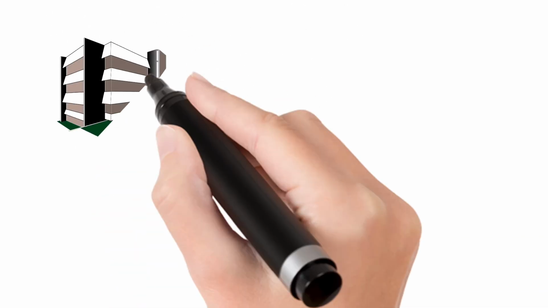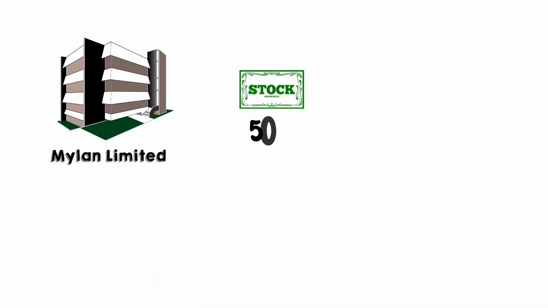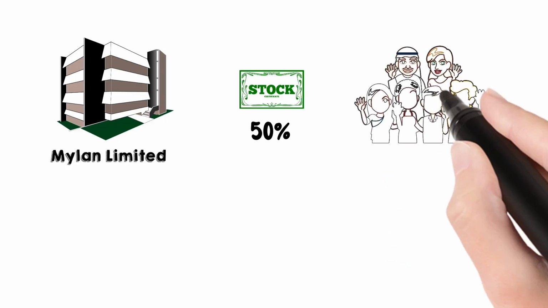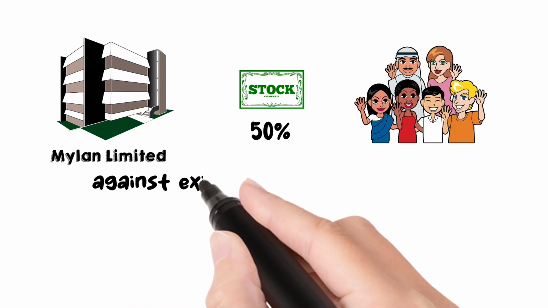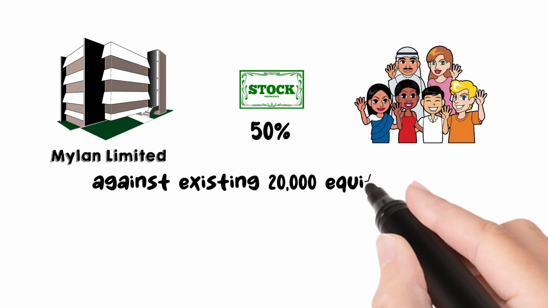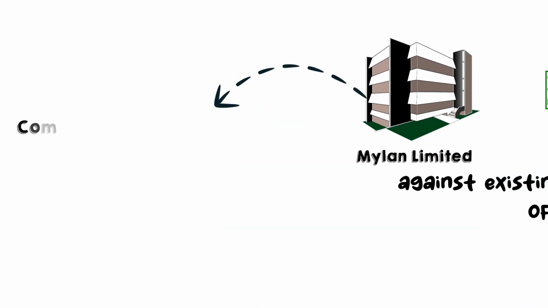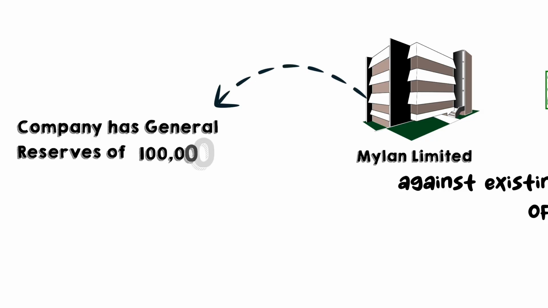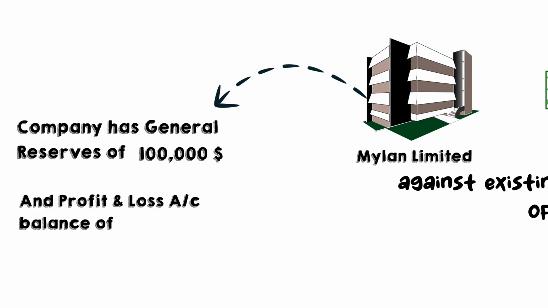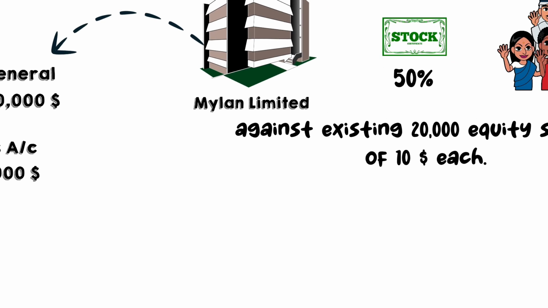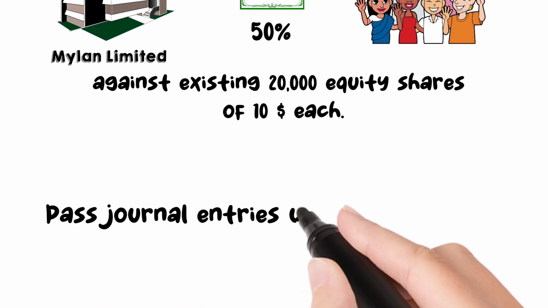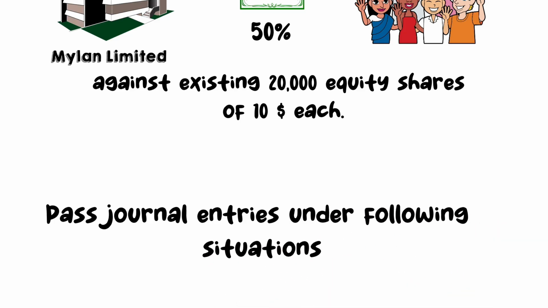Mylan Limited issues 50% bonus shares to their shareholders against existing 20,000 equity shares of $10 each. The company has general reserves of $100,000 and a profit and loss account balance of $50,000. Pass the journal entries under the following situation.